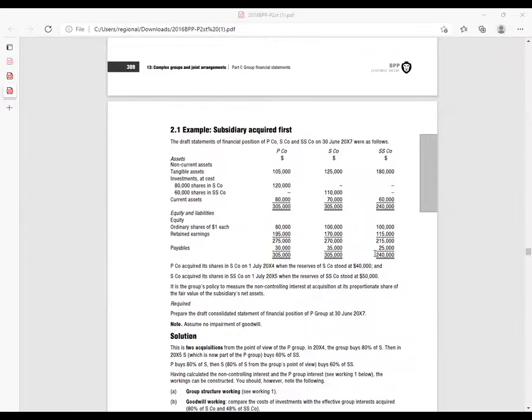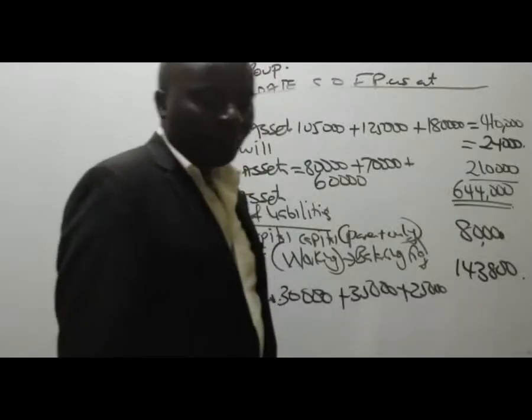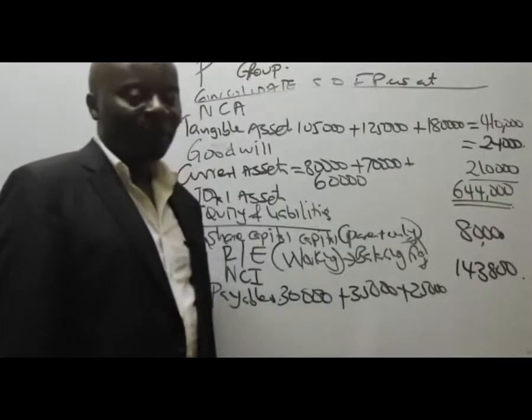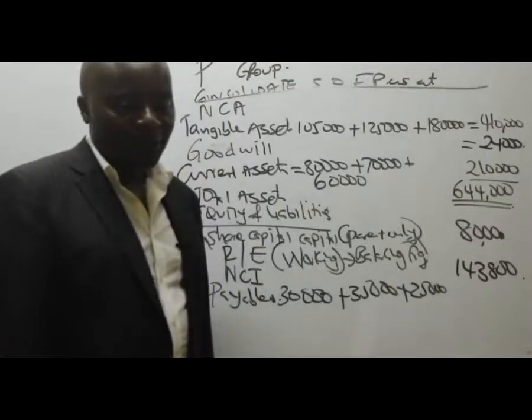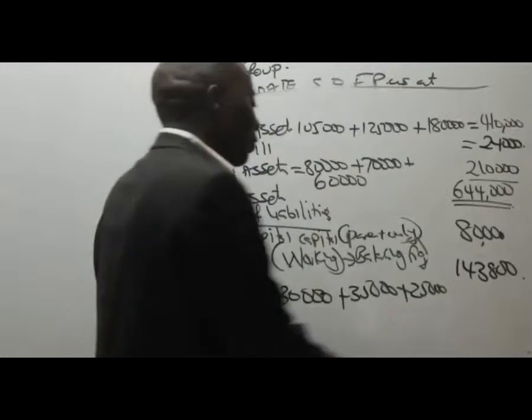25,000. So that will give me what figure for payables? So 90,000. Thank you very much.